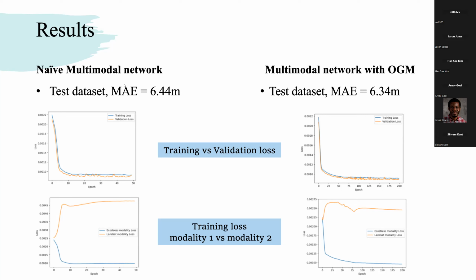And even in the test data set, I found out that the multimodal network with OGM performs much better than a naive multimodal network. So yeah, that has been my presentation. Thank you. Any questions?